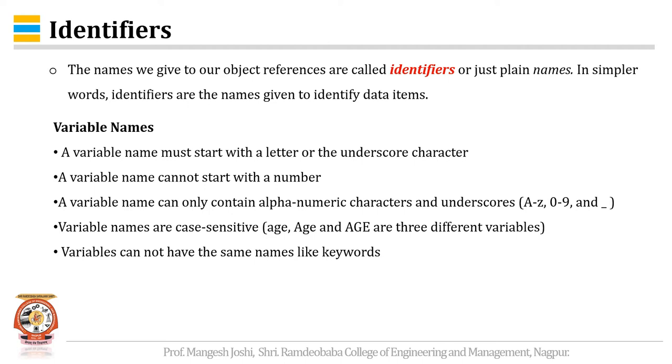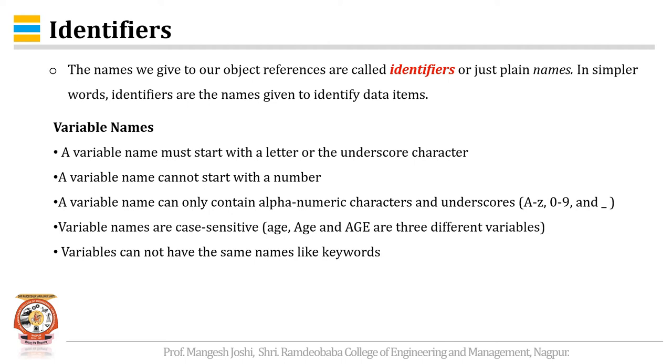Now, what are identifiers? As its name indicates, an identifier means you use any name to identify the data item or variable. So the name given to identify a variable is called an identifier, or just plain names. There are some rules for identifiers or variable names. First rule: the variable name must start with a letter or the underscore character. Second rule: a variable name cannot start with a number.